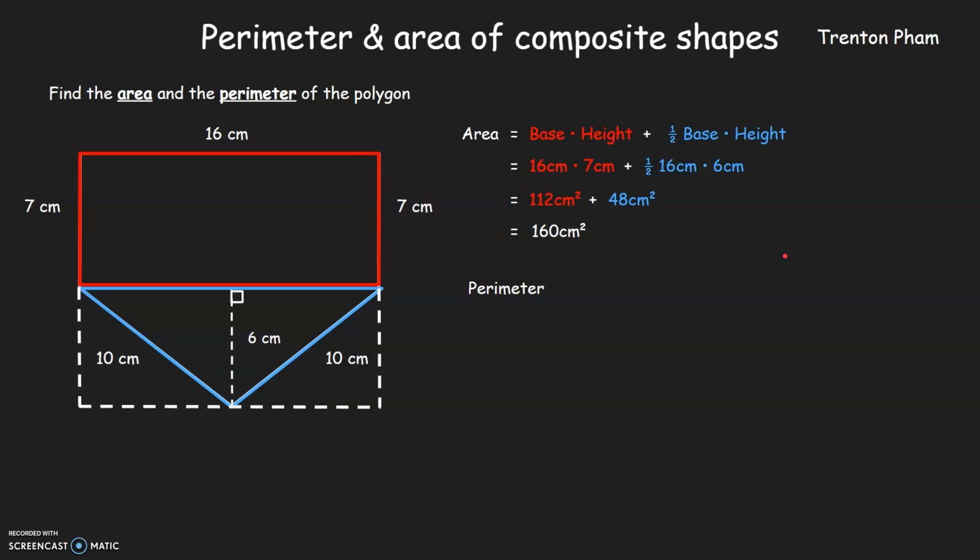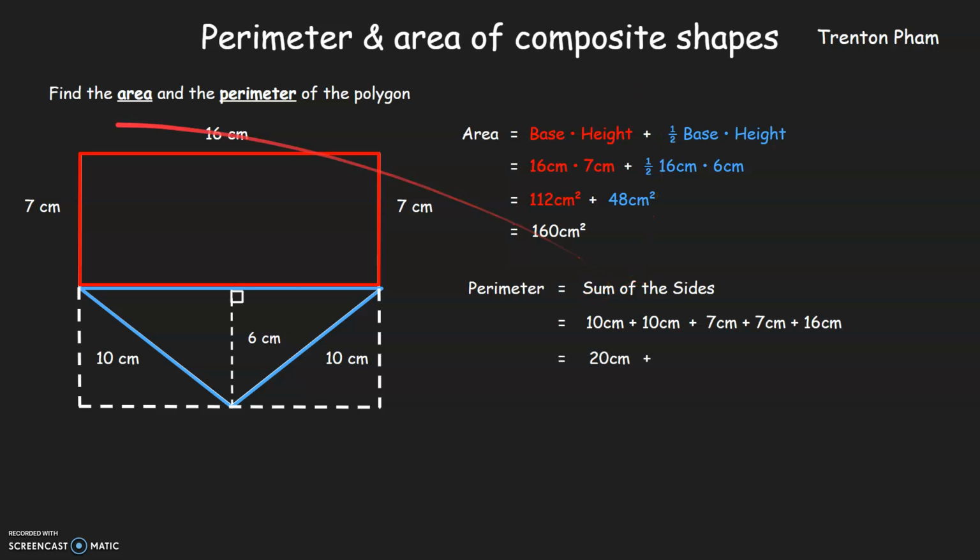In order to find the perimeter of this polygon, we are going to have to find the sum of all the sides, as if we were going to make a fence around this entire shape. So first off, we get the two sides of the triangle, which is 10 centimeters plus 10 centimeters, and we add that to 7 centimeters plus 7 centimeters plus 16 centimeters. Simplifying this down, we get 20 centimeters plus 14 centimeters plus 16 centimeters, and this will end us off with 50 centimeters as the perimeter.